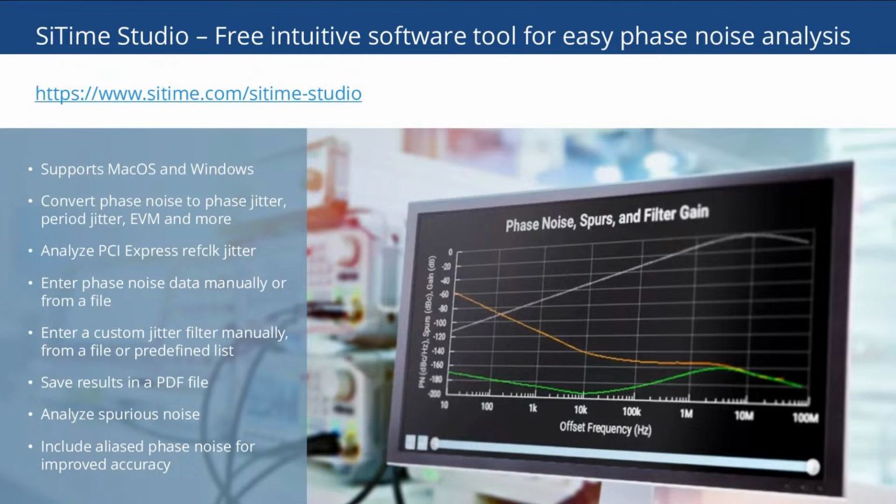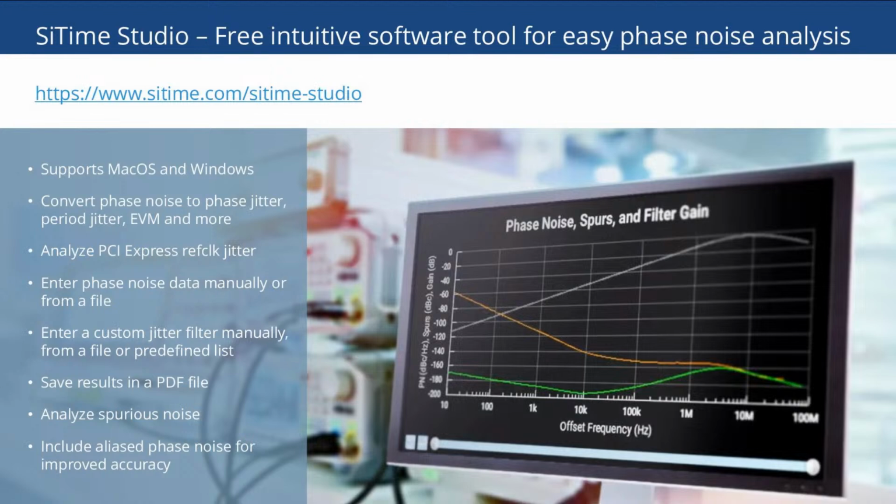This is called SiTime Studio, and it's free software that post-processes phase noise. So if you need to filter phase noise to emulate the end application, if you want to integrate the phase noise to create phase jitter, if you want to save the results in a PDF file, and so on, you can do all that with this easy-to-use software.